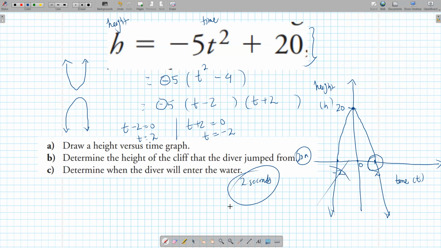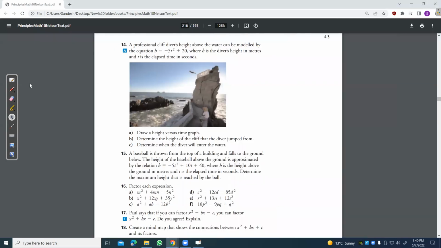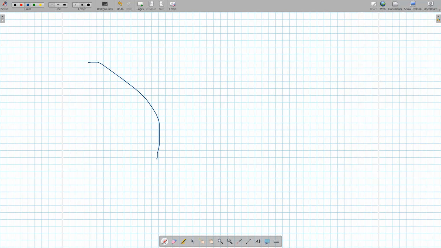Does that make sense? Right, so that's putting everything together. In quadratics, you see this all the time. Anytime you see an arc, someone throws something, someone dives, we see this all the time.